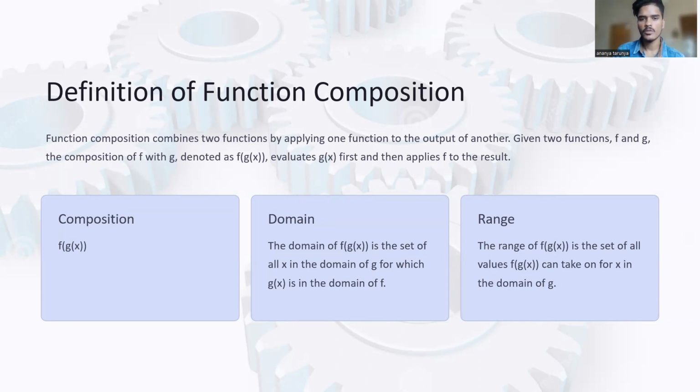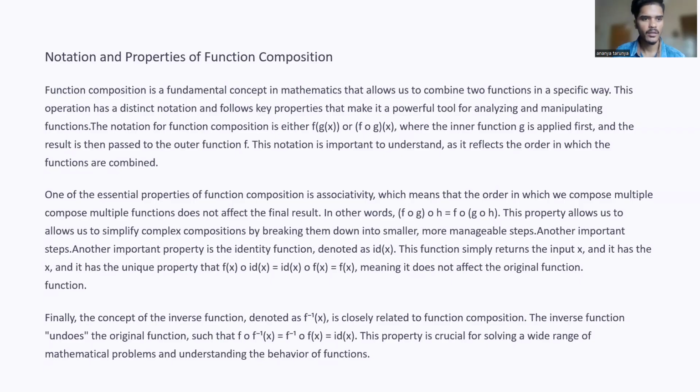So what's the range of these two functions? The range of f of g of x is the set of all values that f of g of x can take on for x in the domain of g. The domain of f of g of x is the set of all x in the domain of g for which g of x is in the domain of f.